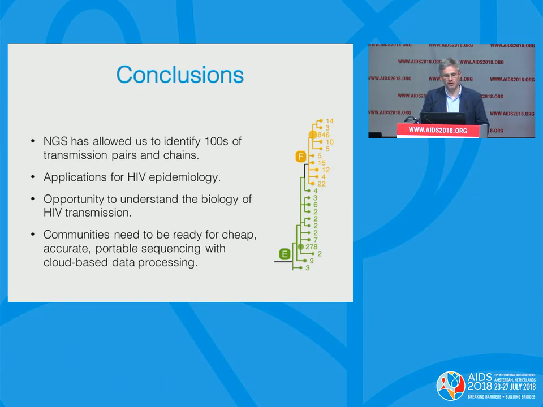Next generation sequencing has allowed us to identify hundreds of transmission pairs and chains. And with many applications in HIV epidemiology, there's also the opportunity to understand the biology of HIV transmission. You can look at what are the properties of the viruses which are very close to transmission compared to the other viruses. And I think we just need to be ready, linking to the last talk today, for the fact that this is going to be cheap, accurate, portable, and very difficult to do without moving the data to clouds, be they local or international.